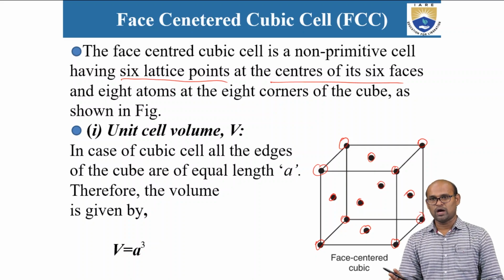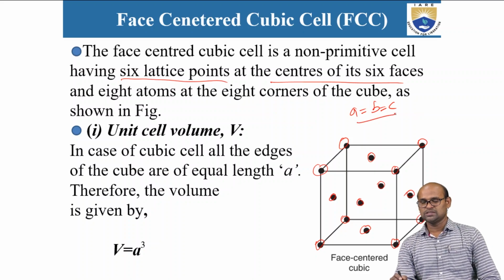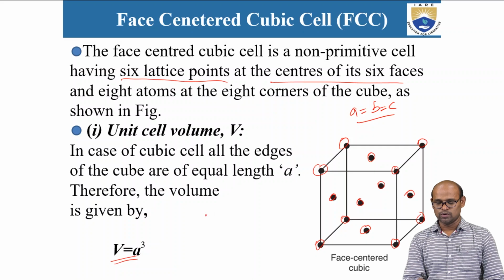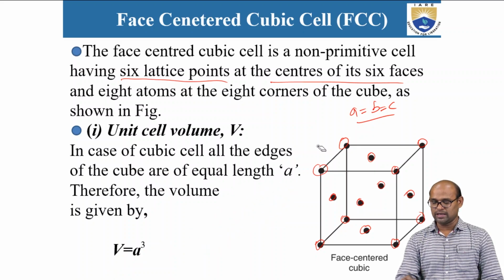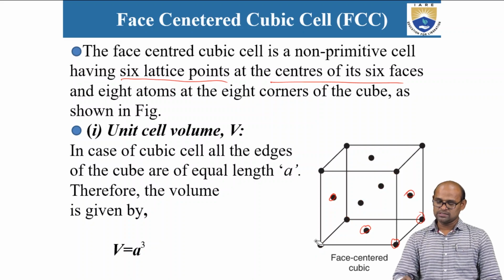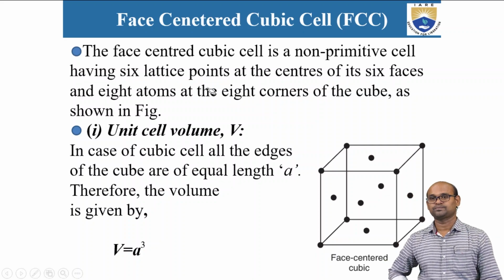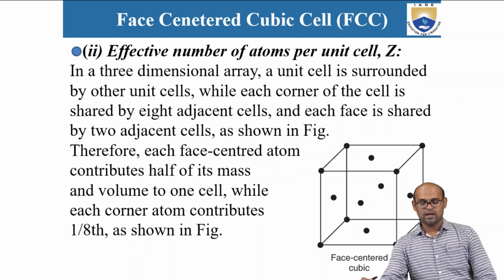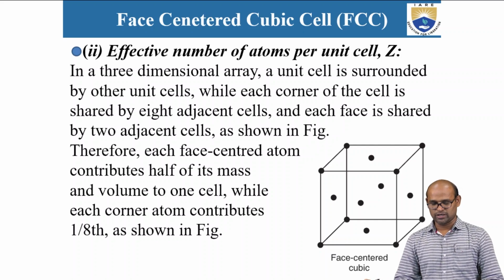Okay, now we are going to calculate the volume for the FCC unit cell. For a cubic unit cell, the condition is a is equal to b is equal to c. So whether it is a simple cubic, BCC, or FCC unit cell, volume is a cube. So SC, BCC and FCC, volume is a cube, a cube and a cube, because these are all cubic unit cells, and for a cubic unit cell all the axial lengths are equal. Okay, so that is the reason why the volume is the same, whether it is simple cubic, body centered cubic, or face centered cubic unit cell. Okay, so the next parameter for the FCC unit cell is the effective number of atoms per unit cell, or number of atoms per unit cell, which is denoted by Z.